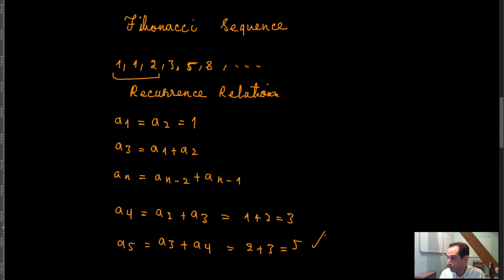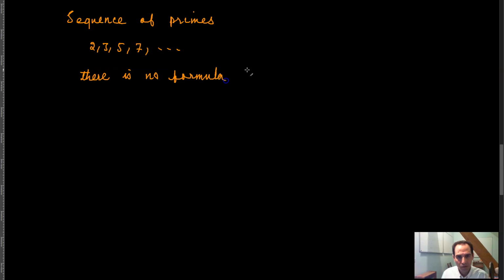The Fibonacci sequence, not series, I apologize, the Fibonacci sequence. Now the sequence of primes, for example, is an interesting one. In the sequence of primes, which is 2, 3, where 2 is a prime number, 3 is a prime number, 5 is a prime number, 7 is a prime number, and so on and so forth, we find that there is no formula here to find the nth term.